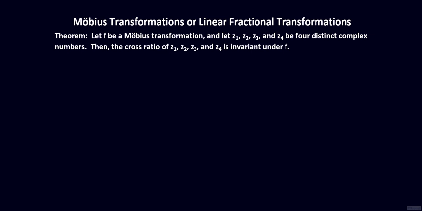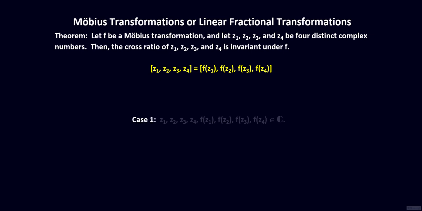In this lecture, we take a Möbius transformation f and four distinct complex numbers z sub 1, z sub 2, z sub 3, and z sub 4. We are going to show that the cross ratio of z sub 1, z sub 2, z sub 3, and z sub 4 is equal to the cross ratio of f of z sub 1, f of z sub 2, f of z sub 3, and f of z sub 4. We split up the exercise into two main cases.